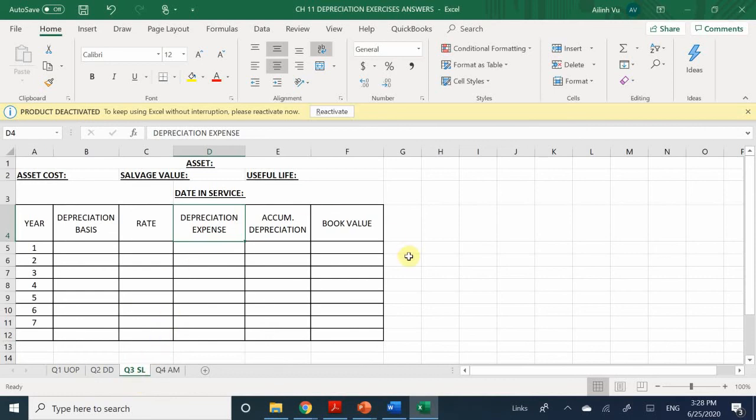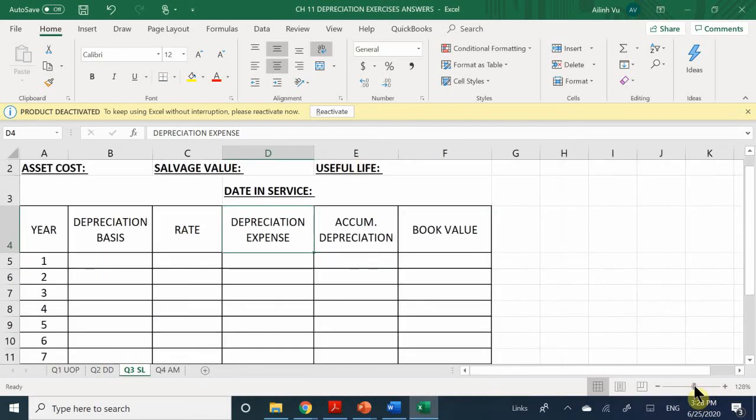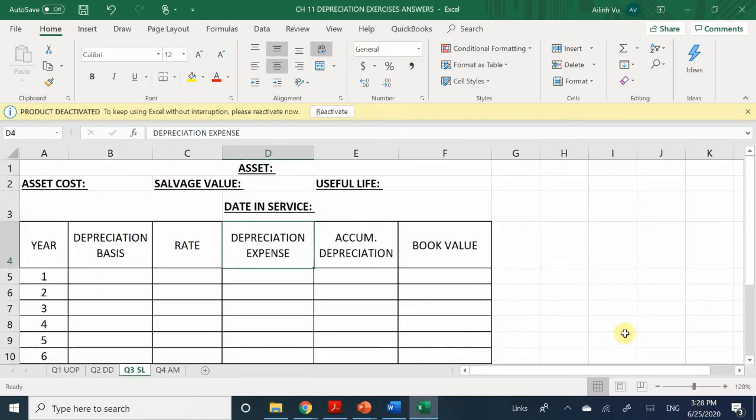Now we're going to be moving on to the next problem. So let me go ahead and make this a little bigger. It's a little tiny. Okay, that's too big. Okay, I think that's a good visual.